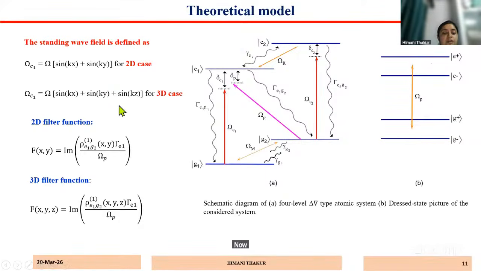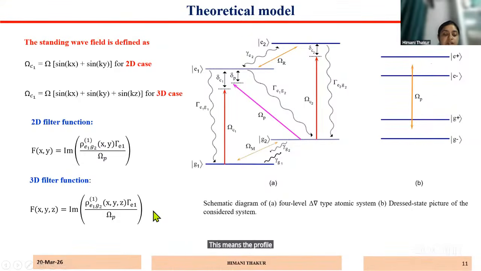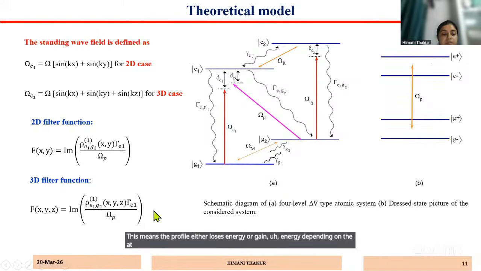Now, to actually determine the position of the atom, we define a filter function, which is directly related to the probe absorption spectra. This is for the 2D case, and for the 3D case, it similarly depends on x, y, z. Now, if this part is greater than 0, we get absorption, and if it is less than 0, we get gain. This means the probe will either lose energy or gain energy depending on the atomic response.